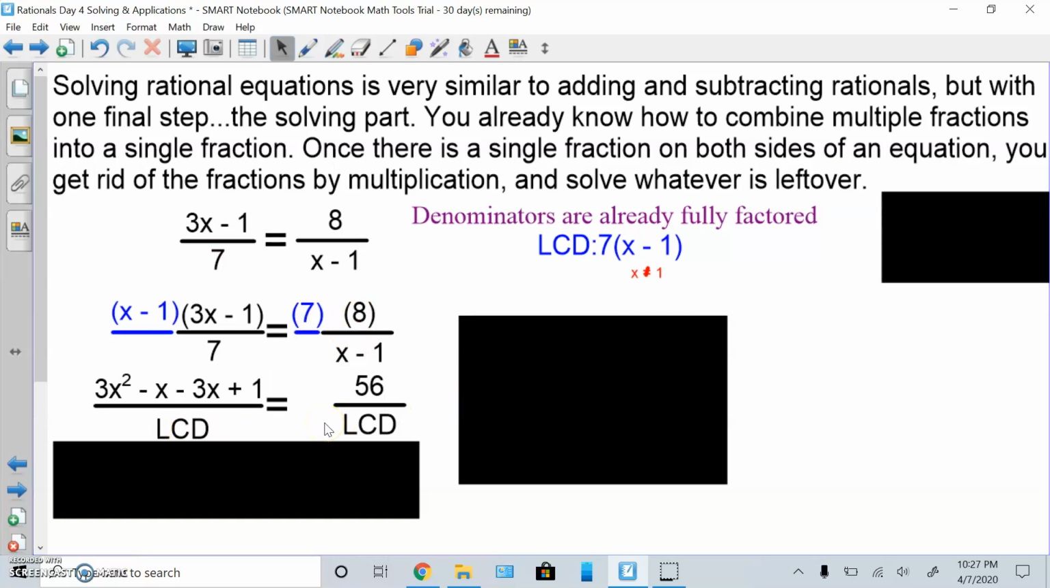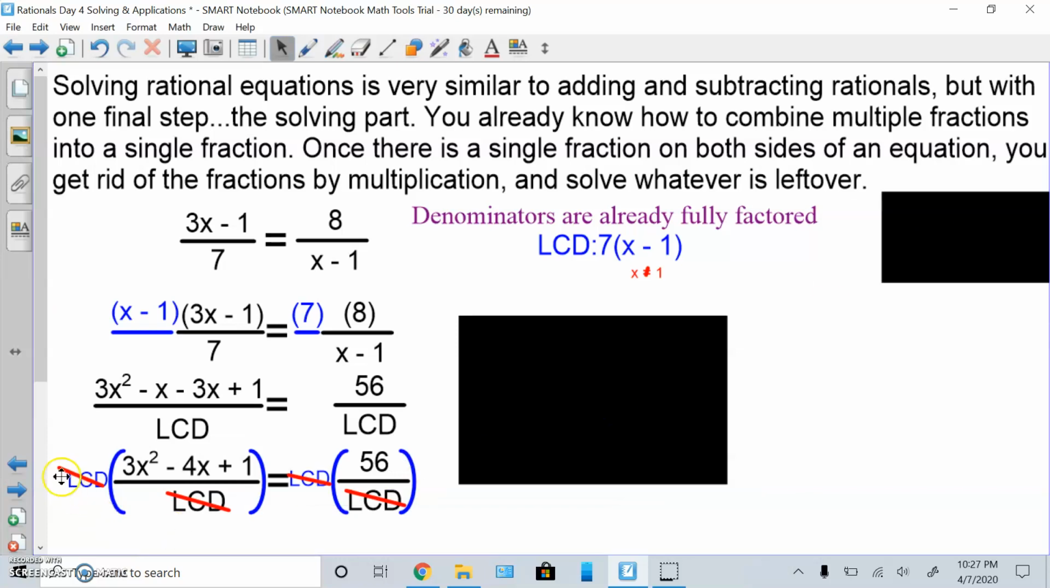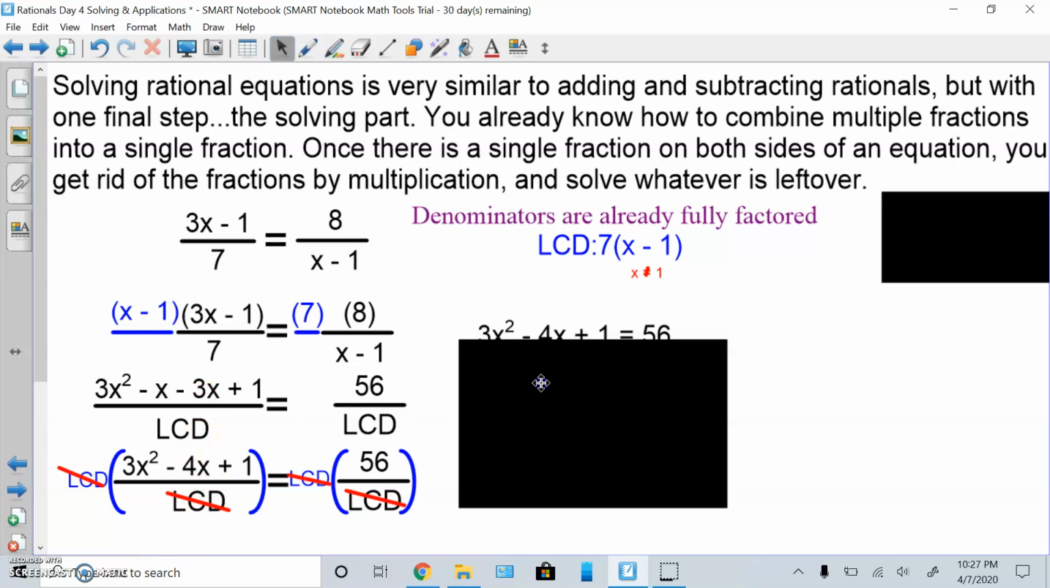So when you have multiple fractions, to get rid of a fraction, you multiply by the denominator. So I multiply both sides by LCD. Because they're both LCD, they both cancel out. So that's the nice thing about doing this method. I also combine my terms for the top right here because negative x minus 3x is negative 4x. So all that's left over is the top. So you can set them equal. So 3x squared minus 4x plus 1 equals 56.